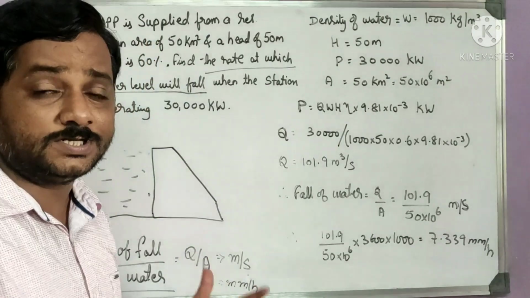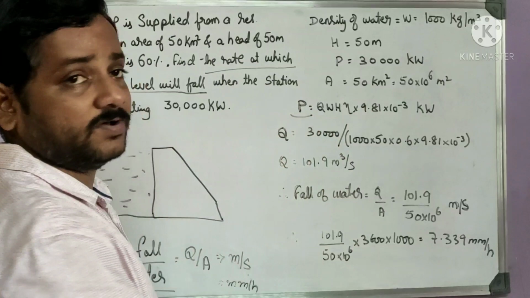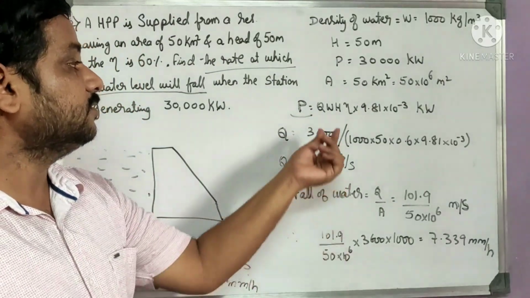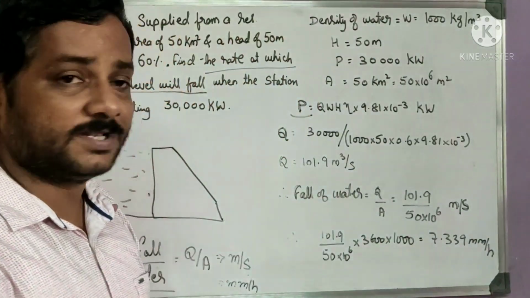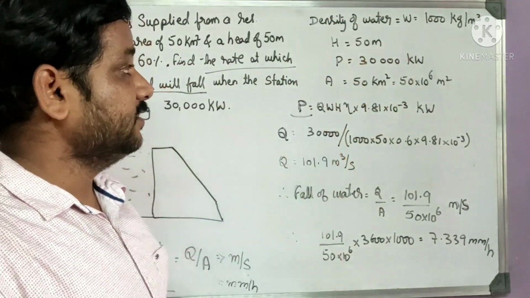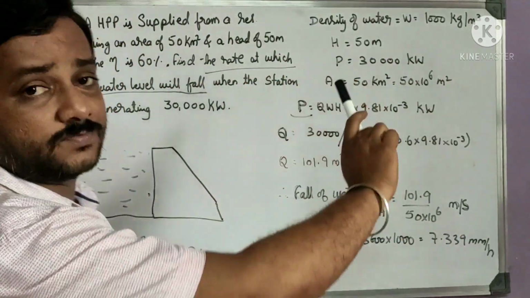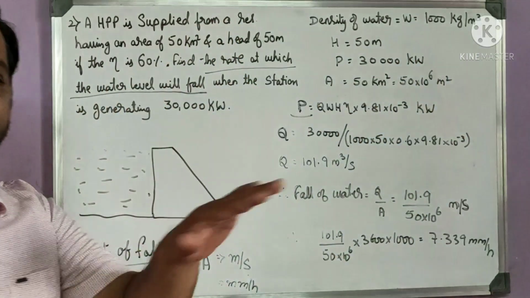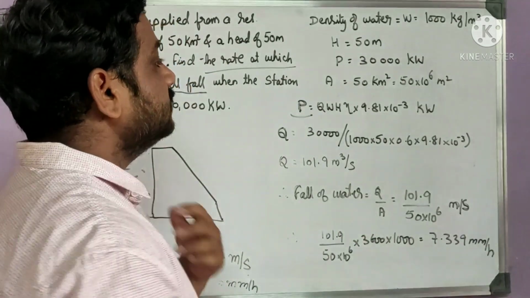So to find that value of Q, that is the discharge of water, we are going to make use of this formula, that is power. So we know power is equal to Q W H efficiency into 9.81 into 10 to the power of minus 3. Now let me write all this information given here. So head is given as 50 meter. From the question I have written it. Density of water will be 1000 kg per cubic meter. It is fixed, it's a constant value.